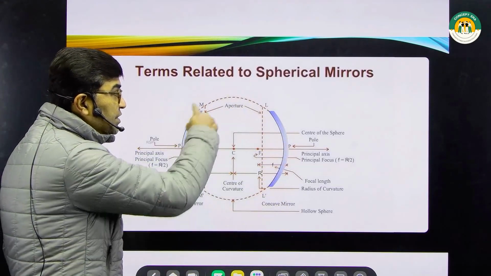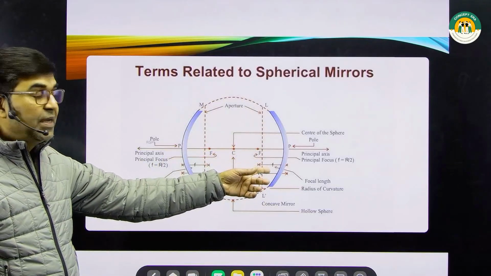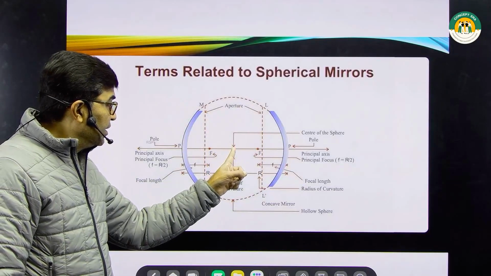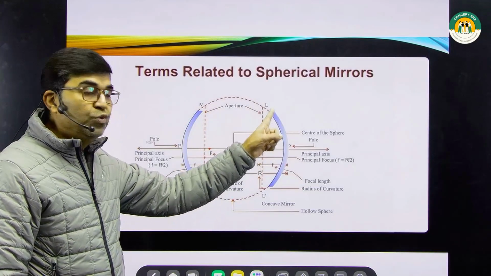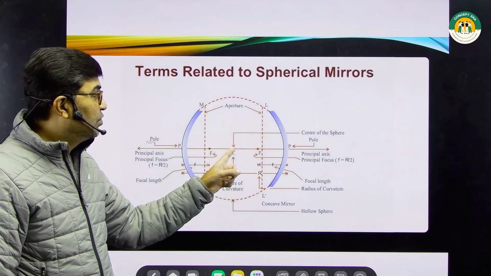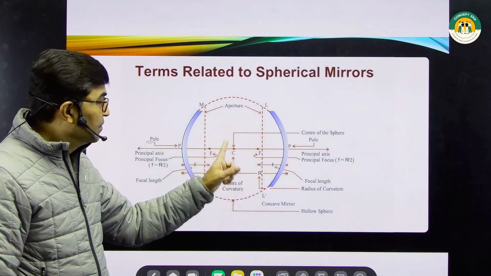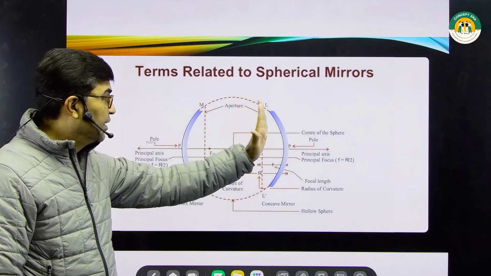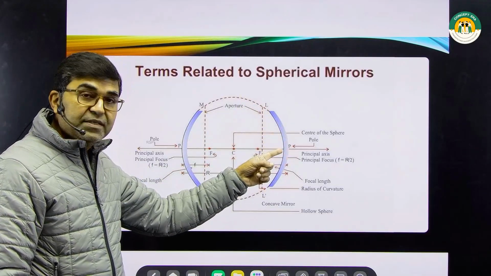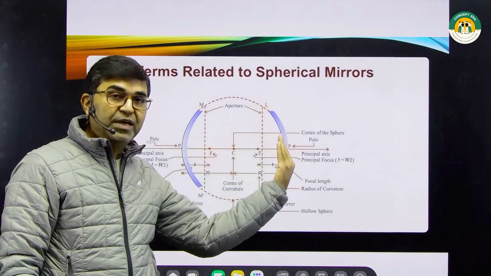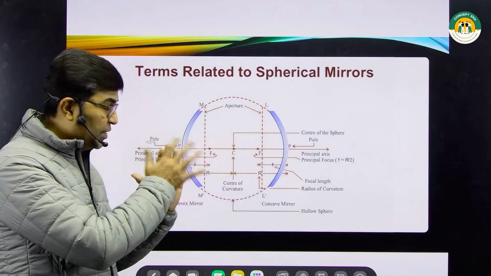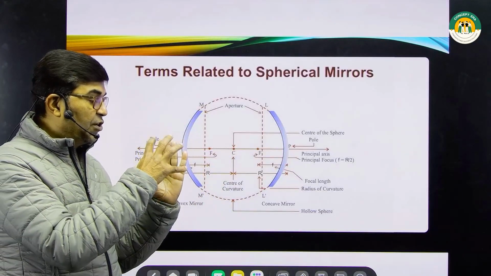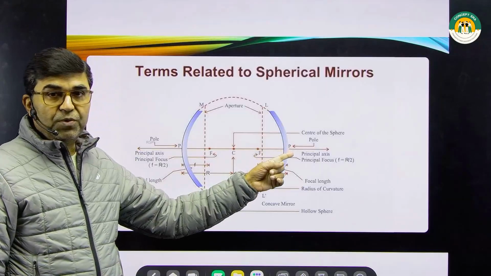The center of this sphere, of which the mirror is a part, is called the center of curvature. The distance between the center of curvature and any point on the mirror is known as the radius of curvature. The mirror has a center if we look at it from the side, but if we look from the front, the mirror will appear as a circle. The center of that circle is called the pole.